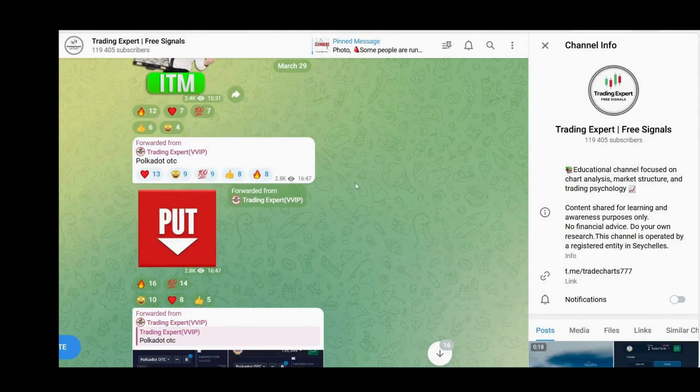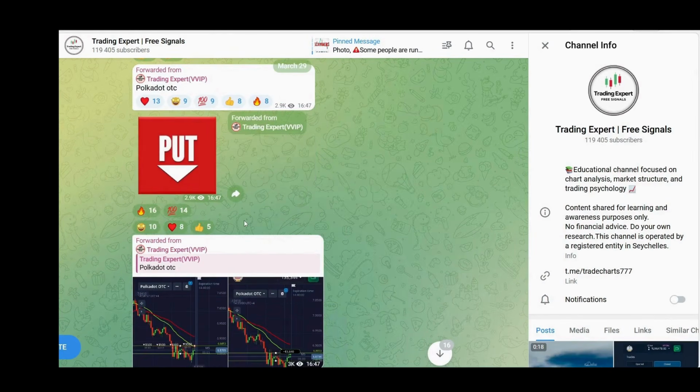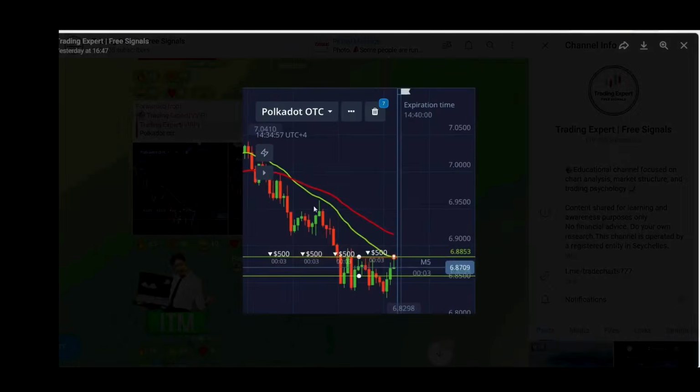Now, let's move on to the third trade, which we provided on Polkadot OTC for a downside move. Here you can see a sharp decline along with a clear downtrend. There was also a resistance level, and the moving average was present. That's why we provided a signal for the downside move. You can also see that the candle was rejecting exactly from the moving average, making this an amazing win.